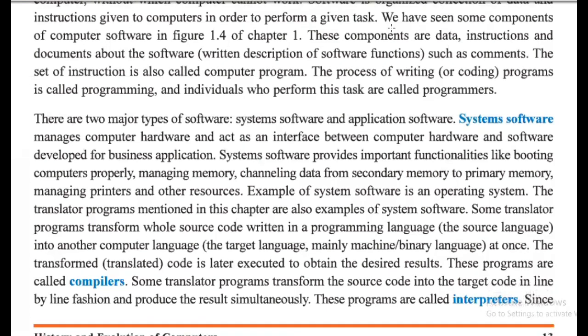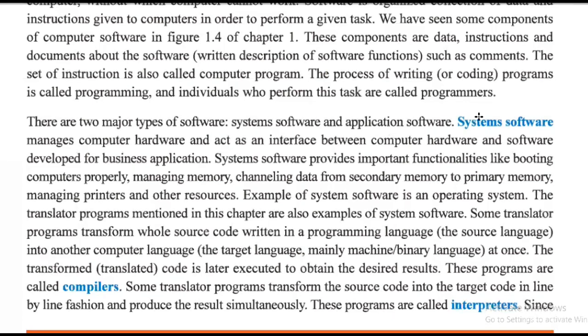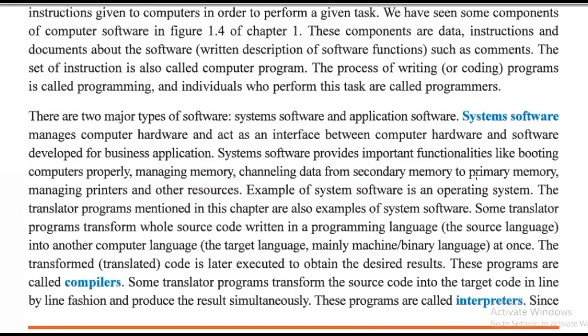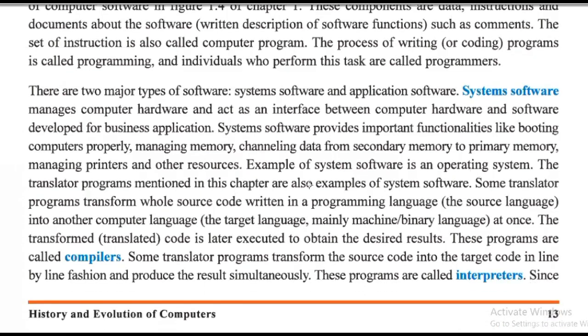This is the first software that has to be installed in your computer, and it gives a base for other applications to run on your computer. When you install any other software, for example Acrobat Reader, Photoshop, or any other software, that is application software. Without system software, application software cannot run on a computer. So this is the first software installed in a computer. An example is the operating system.